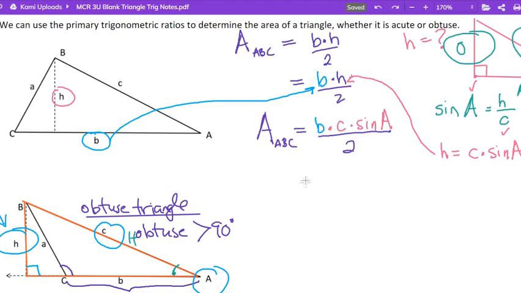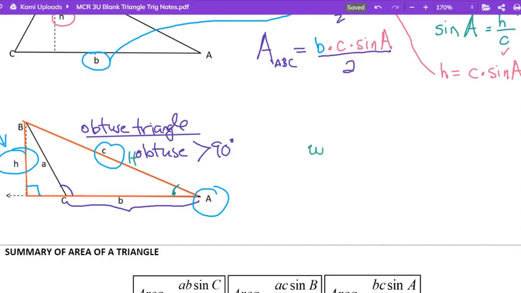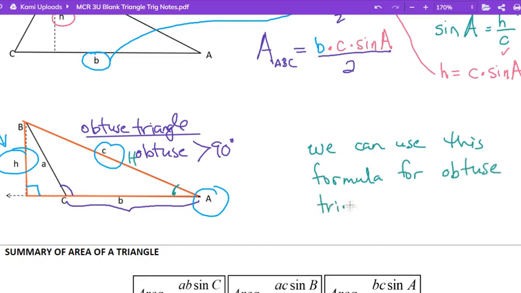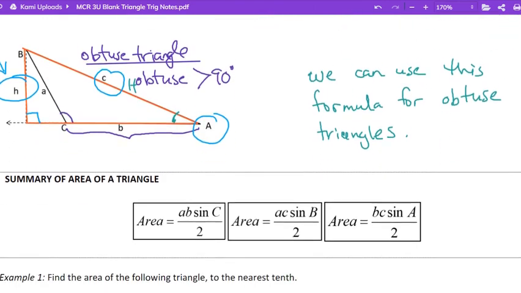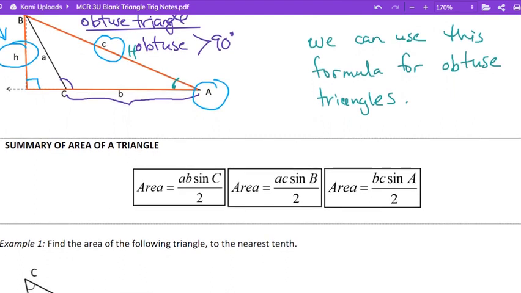Okay? So we use the same formula. We can use this formula for obtuse triangles. And so as a summary, here are 3 examples of a formula.